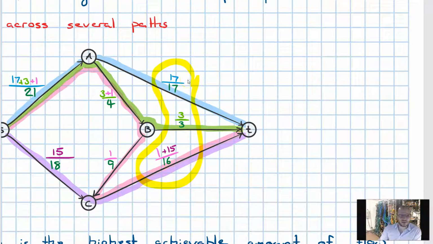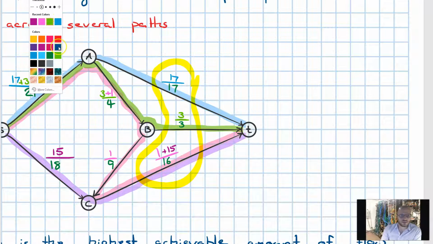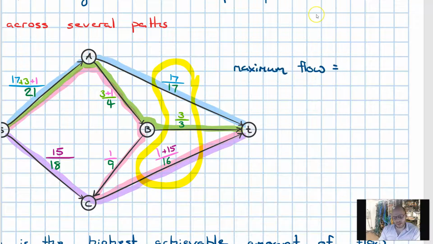Consequently, what we've found is something called the maximum flow. And it's going to be a value of 17 plus 3 plus 1 plus 15. That will be 20 plus 16, which comes out to be 36 units.